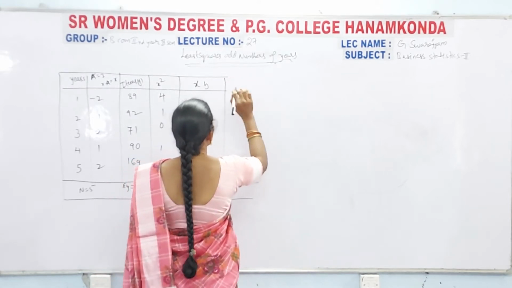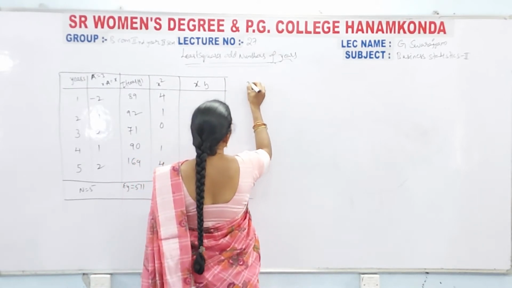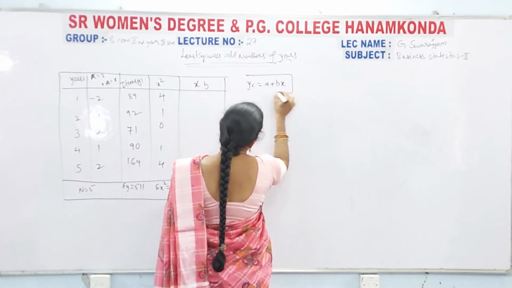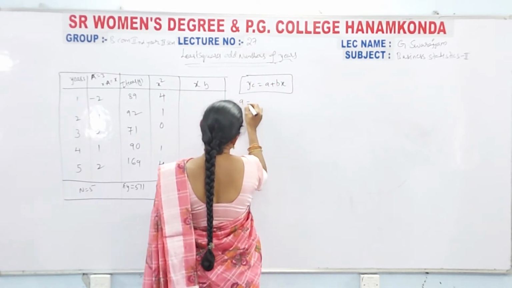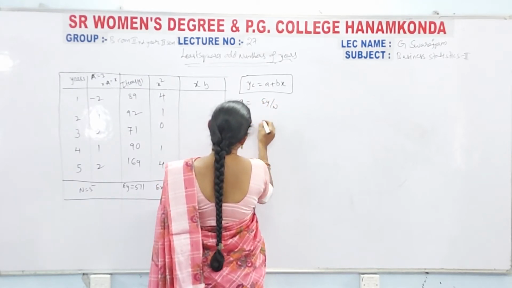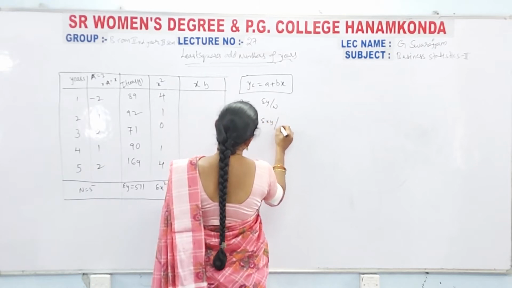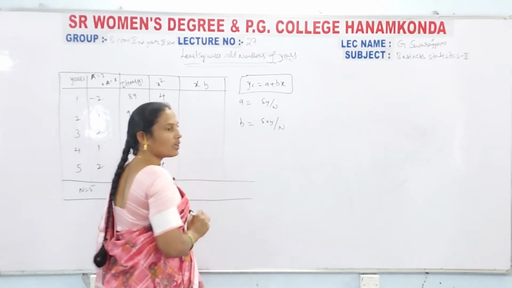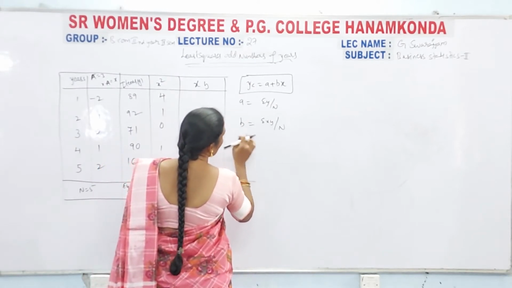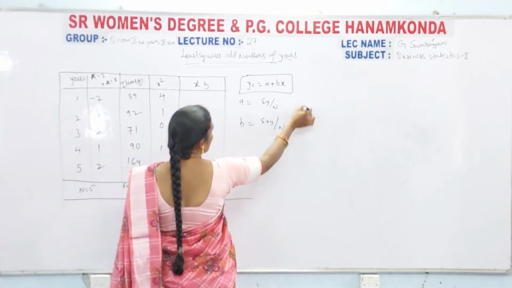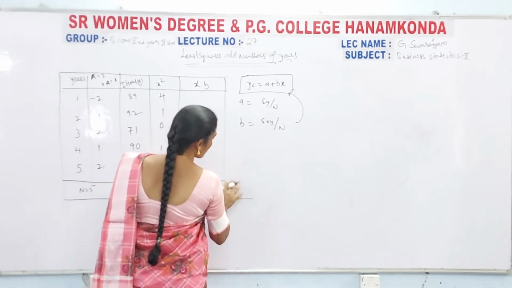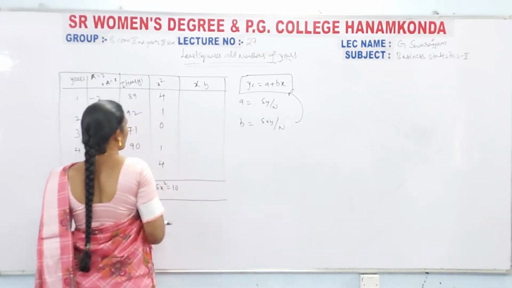So here in the least square method, yc is equal to a plus bx. This is the formula. In this, a is equal to sigma y by n. In this, b is equal to sigma xy by sigma x square. These are the formulas. These values are found out, then after that these values are implemented in this formula. Okay. Then you have to calculate the yc is equal to a plus bx value.